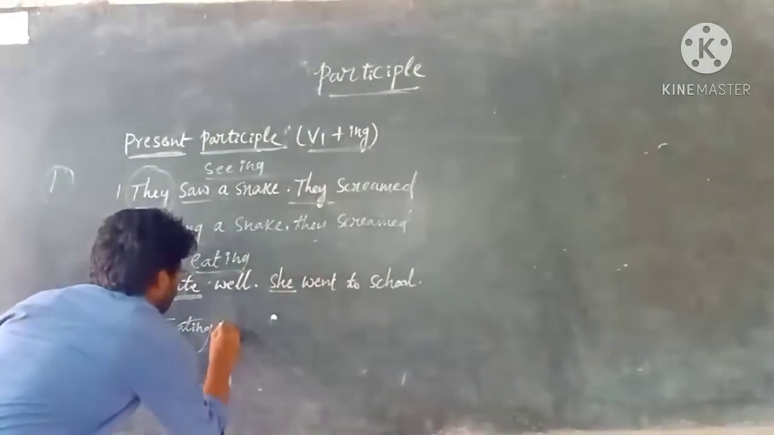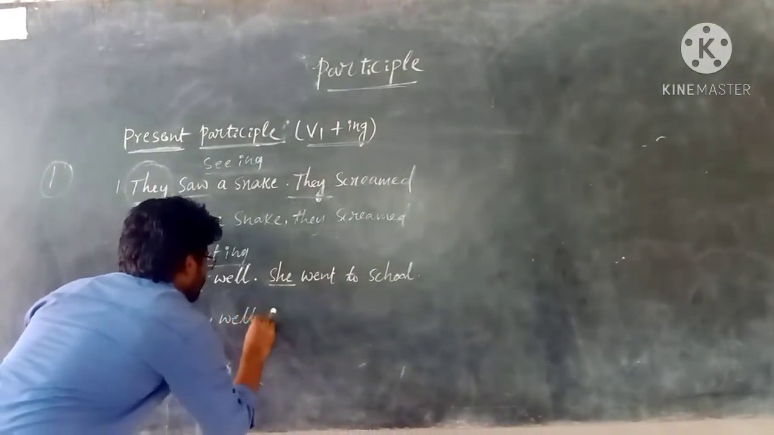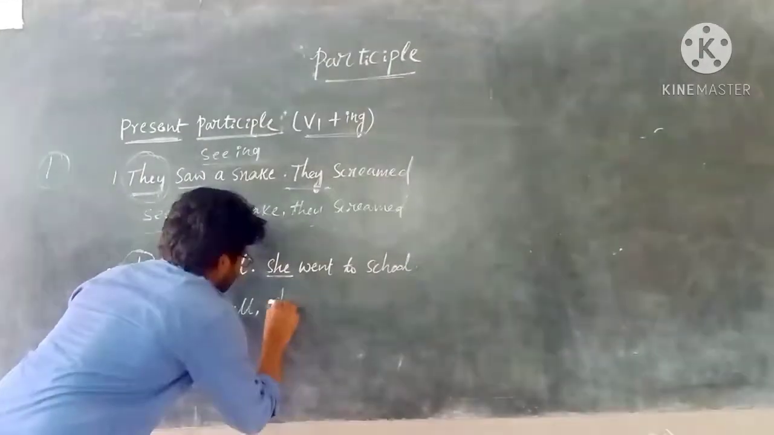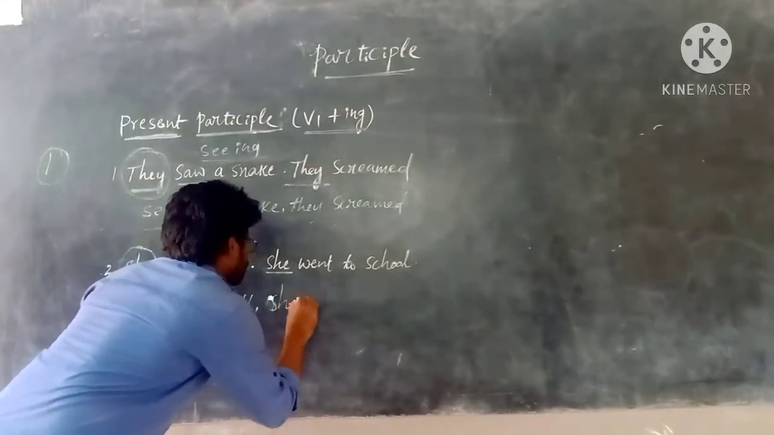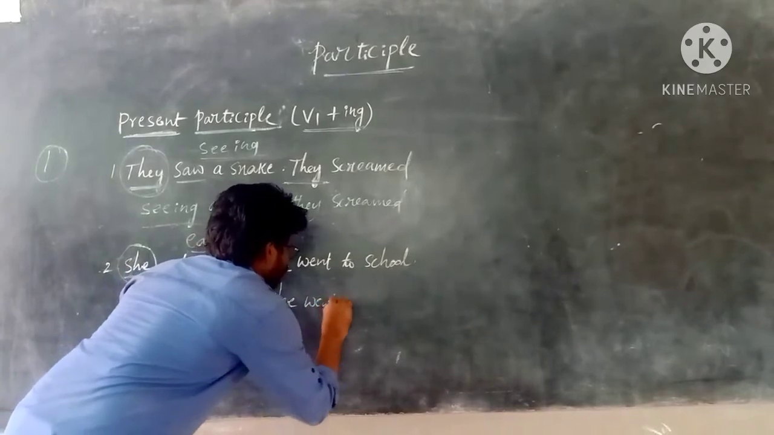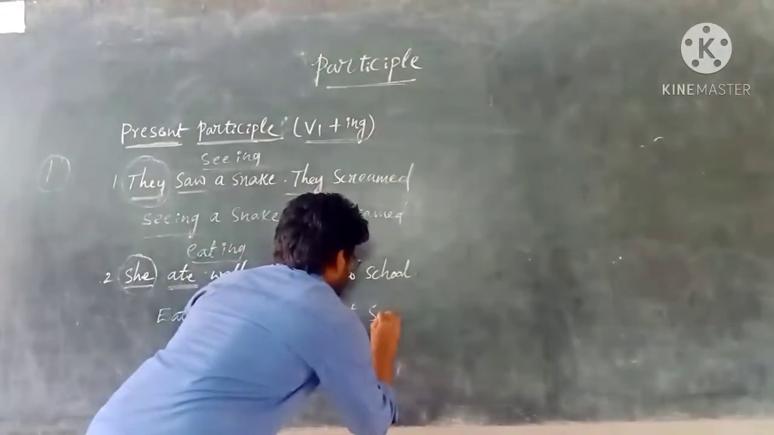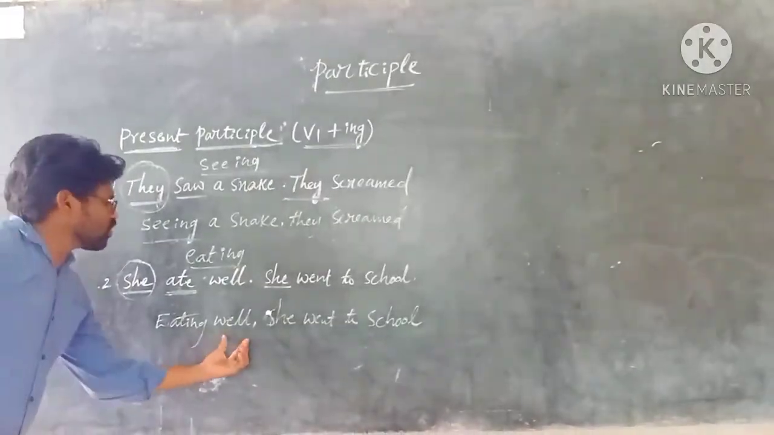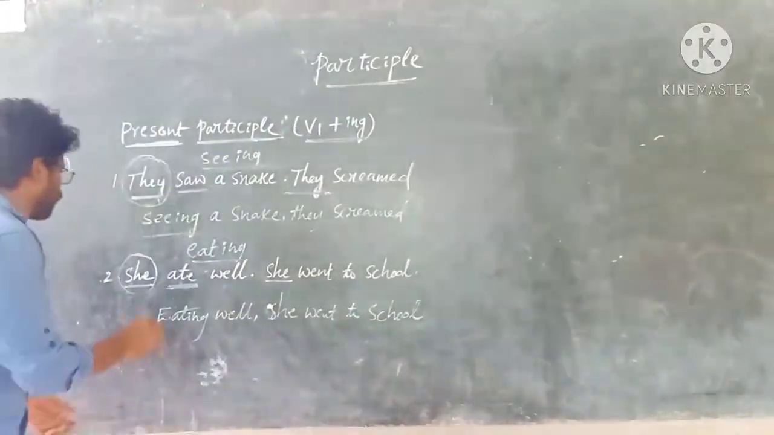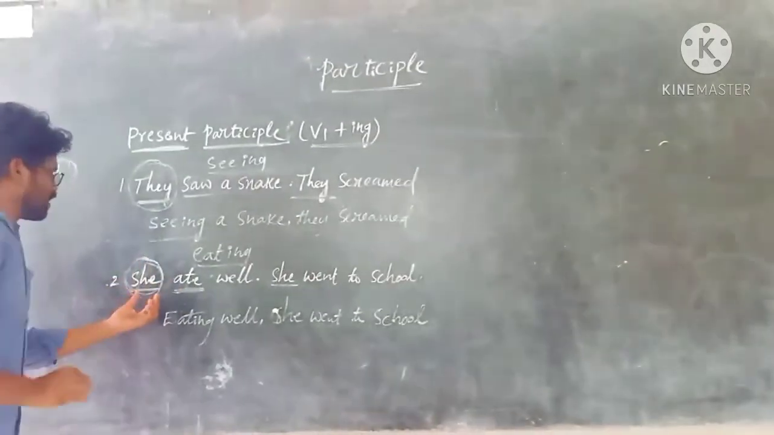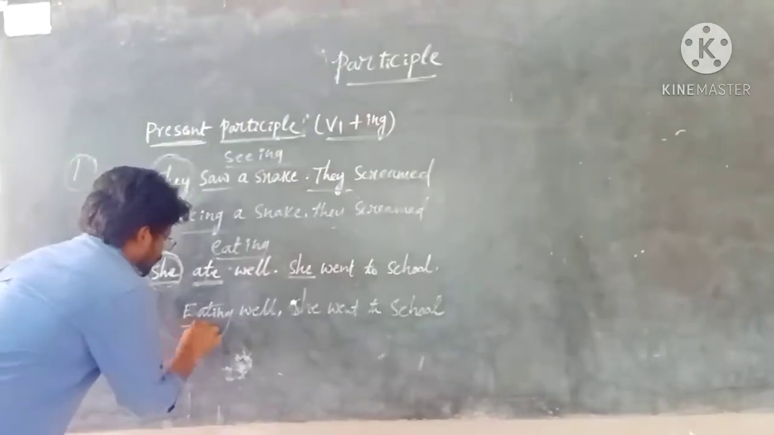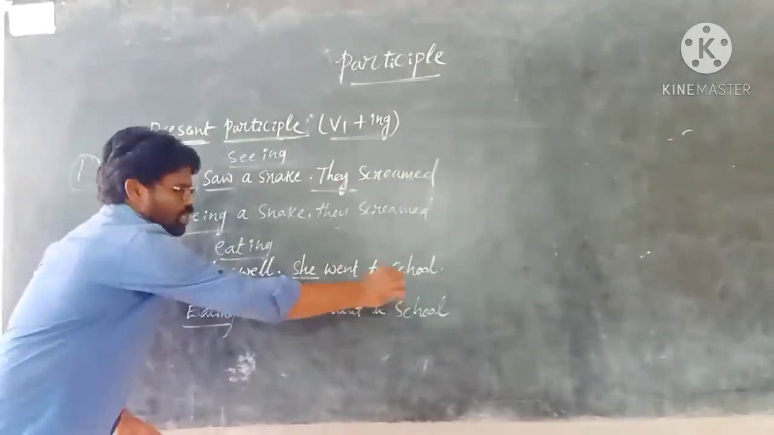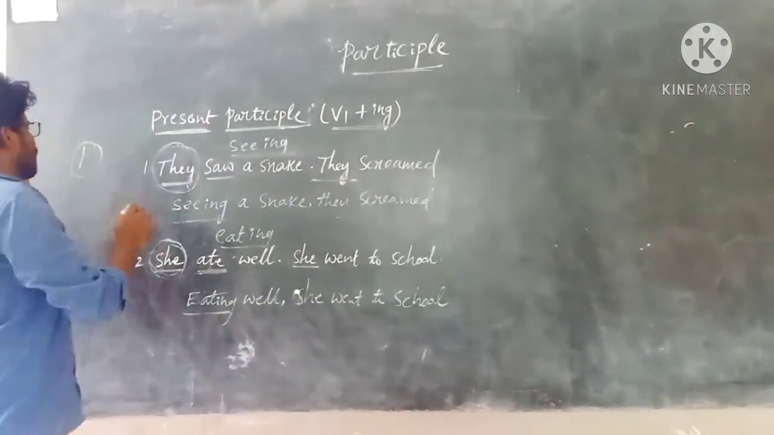Eating well. Eating well, put comma. And the next sentence starts with small letter. She went to school. What is the answer here? Eating well, she went to school. We have to remove the first sentence subject, start with the present participle, and continue with the next sentence. Okay? This is model one.